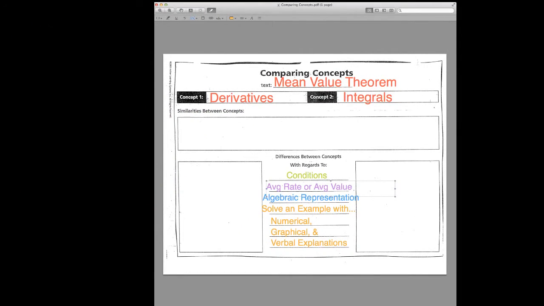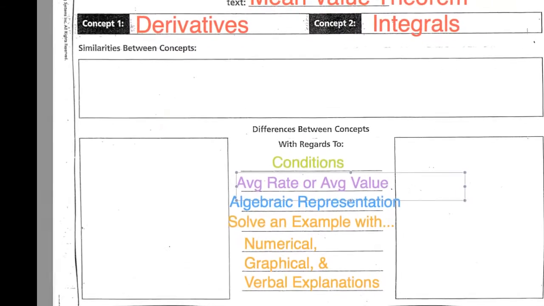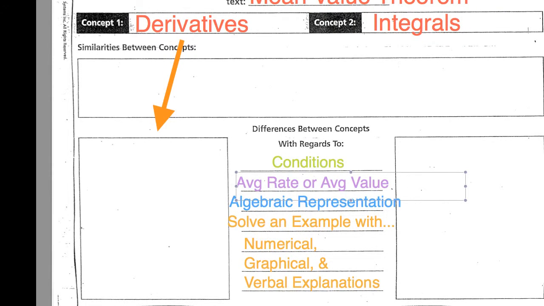Now, differences. On the left column, you will record specific characteristics of application of the mean value theorem to derivatives. And on the right column, you will record characteristics specific to definite integrals. For conditions, what are the conditions specific to each concept? Which concept is connected to average rate? Which concept is connected to average value?